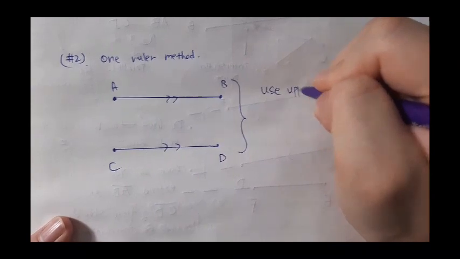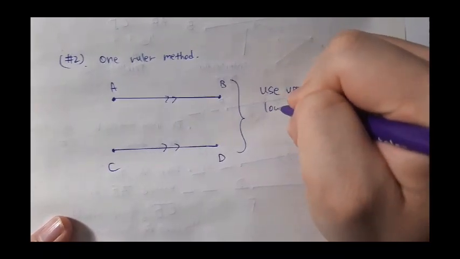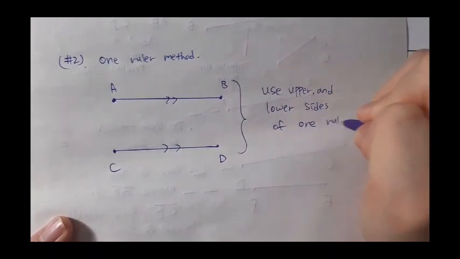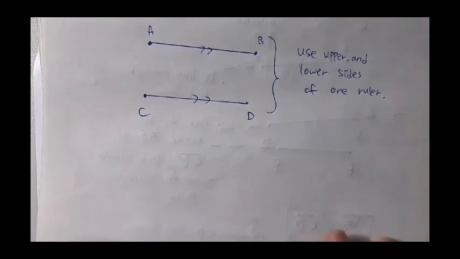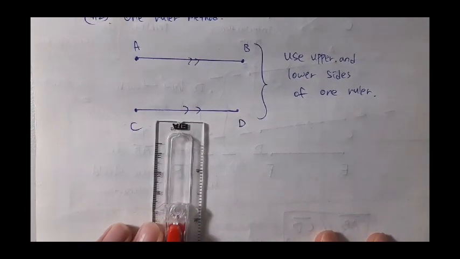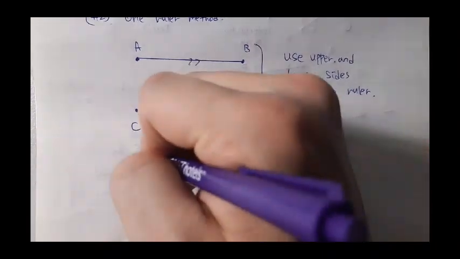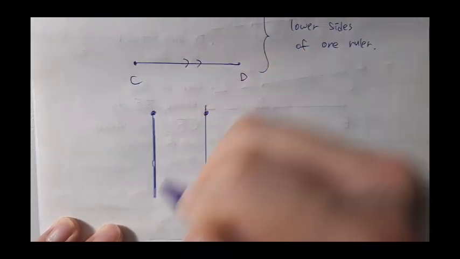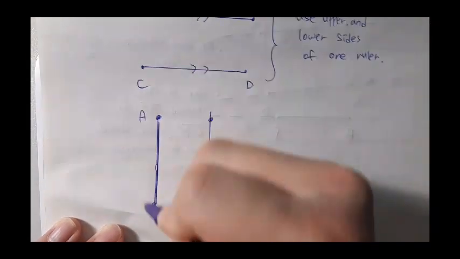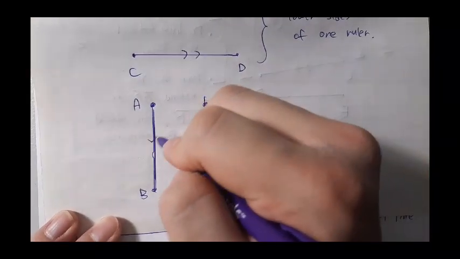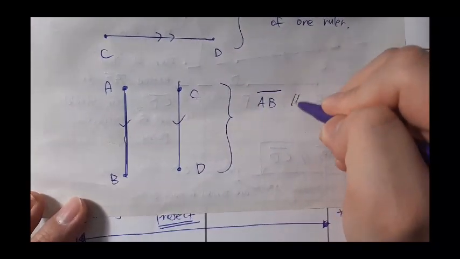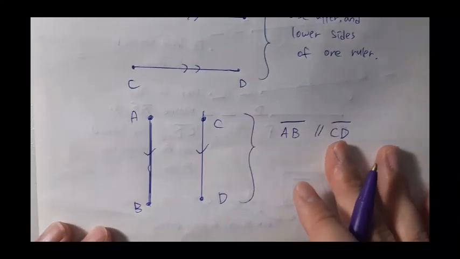Use upper and lower sides of one ruler. And honestly, that works every single time. If you doubt about it, make it vertical. Oops. It works like a charm too. A, B, C, D. And you can always conclude that line segment AB is parallel to line segment CD. Something like that.